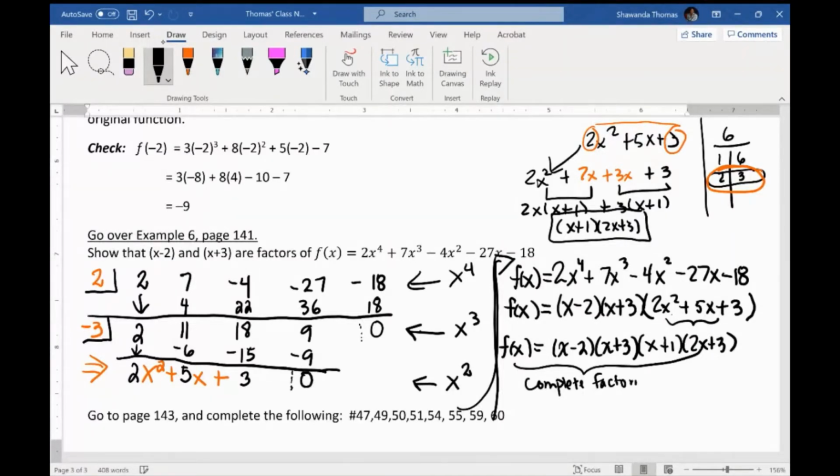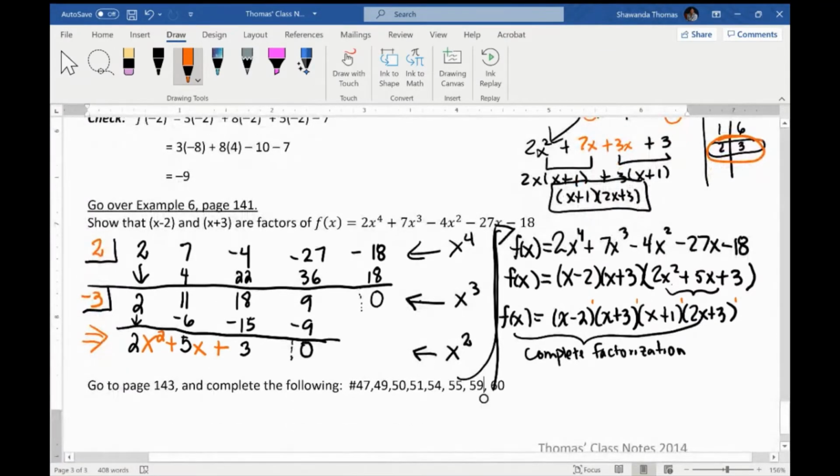All right. This is called the complete factorization, when you have all of your factors written all out. These are linear factors. Why? Because all of them are to the first power. These are called linear factors. Now, what if I ask you another question? What are the zeros? What would you say?